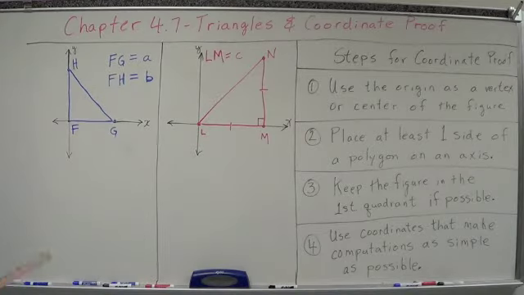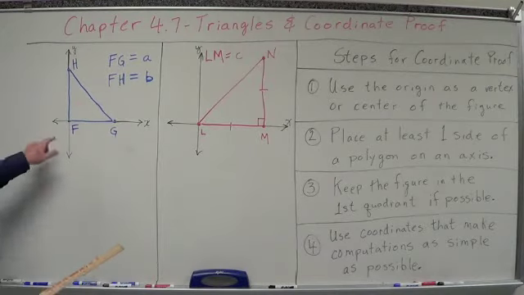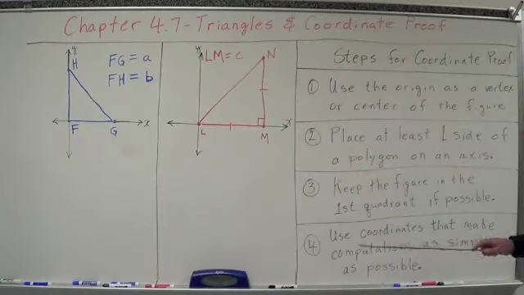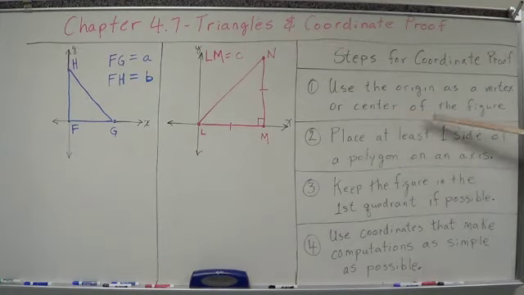So, the concept is we're going to have a characteristic here and see what this is. Our first one is we have a triangle. We've placed it on a coordinate grid. Let's go over here and talk about the steps for coordinate proof. Number one, use the origin as a vertex or center of the figure. Why do you want to use the origin? What are the coordinates of the origin? 0, 0. If I put a vertex or a corner of my figure on the origin, boom, that's an easy one. Got that made.